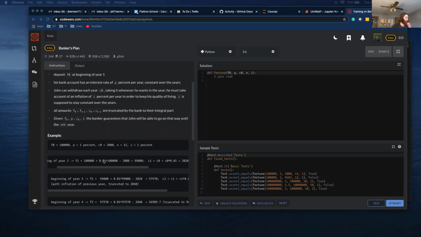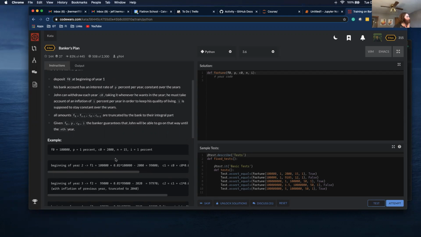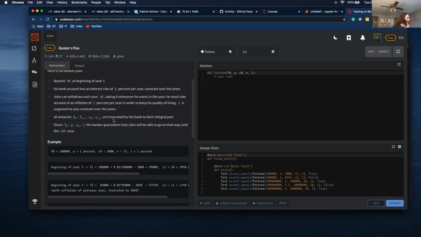So it's a lot of times easiest just to look at the example. We start with 10,000. We multiply that by the interest rate of the bank, which is P, which is 1%. Then we subtract our costs. Our initial cost, and then our costs for next year get updated based off inflation for that year. And then we subtract that from this.